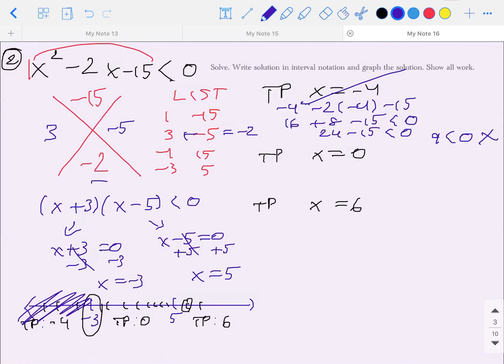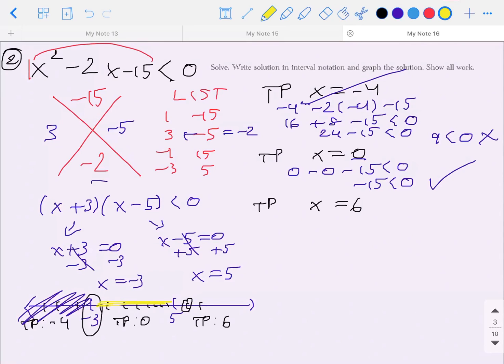What about 0? I'm going to substitute 0 in for x. 0 squared minus 2 times 0, but that's 0, minus 15 is less than 0. This becomes negative 15 less than 0, which is a true statement. So therefore, we found one interval that makes the quadratic inequality true.